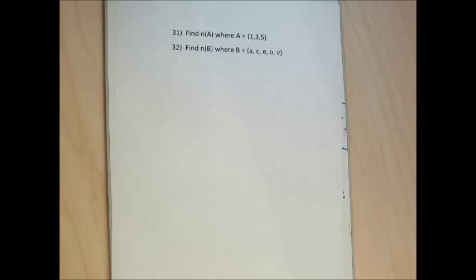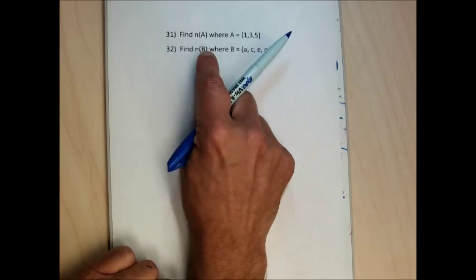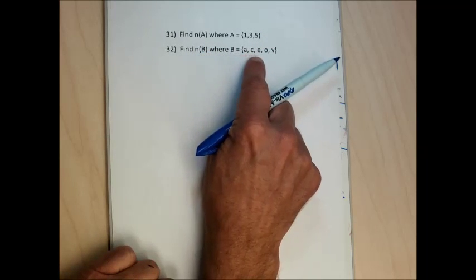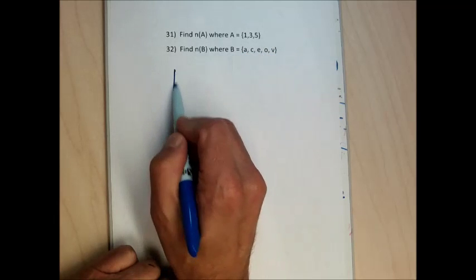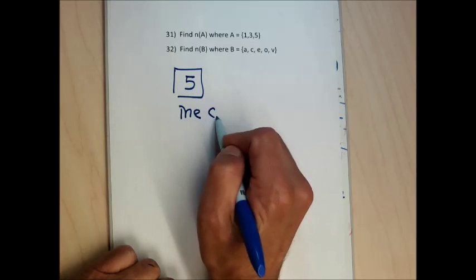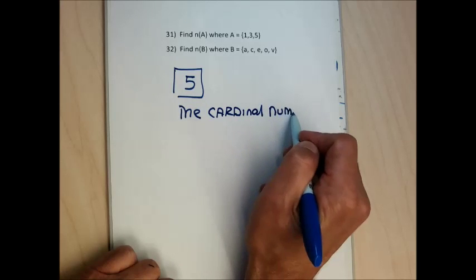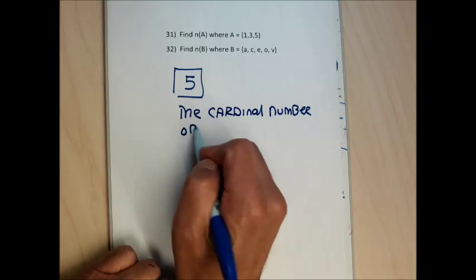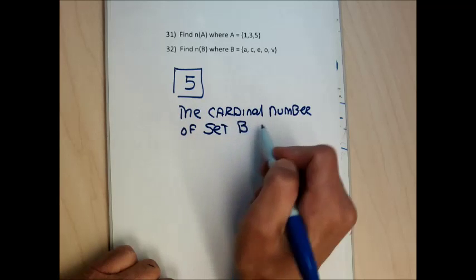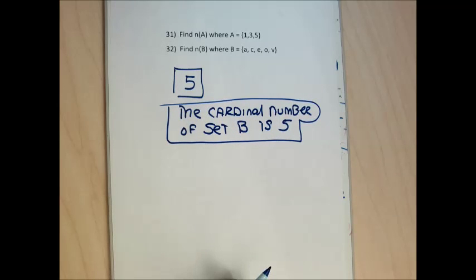31, 32, 33, and 34 just ask me to find the number of elements in the set. 32 says find the number of elements in set B, where B is A, C, E, O, and V. My answer to 32, I could write 5, or I could say the cardinal number of set B is 5. Or I can say the number of elements in set B is 5. Those all would mean the same thing. Your 31 is basically the same problem.